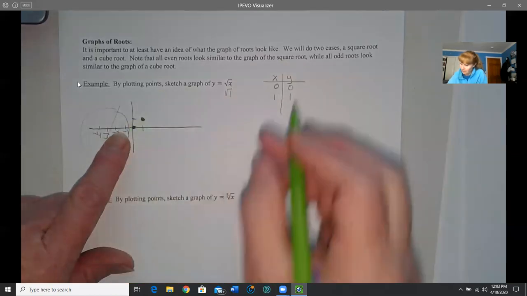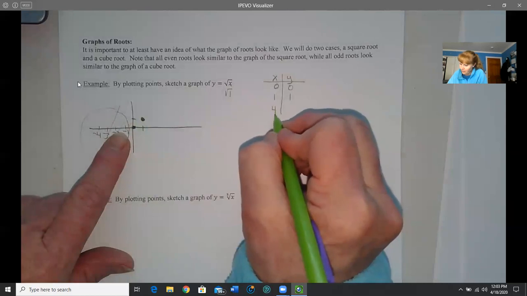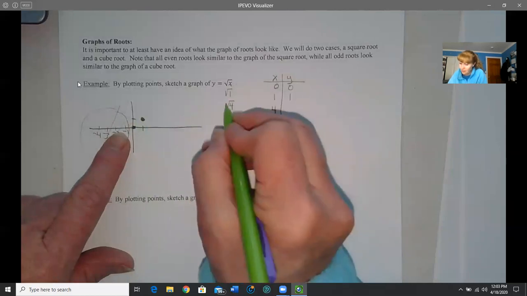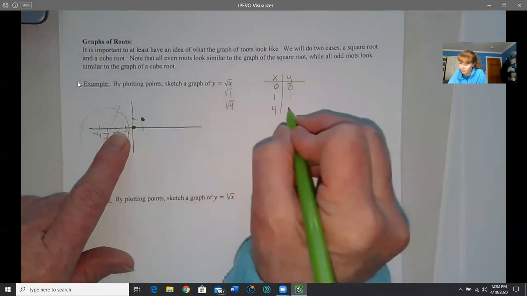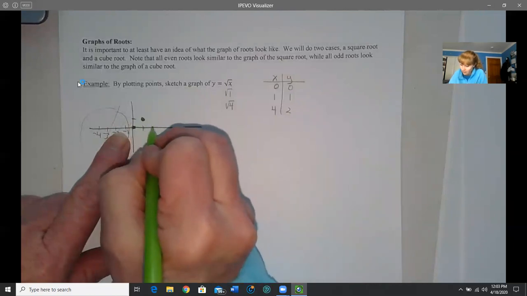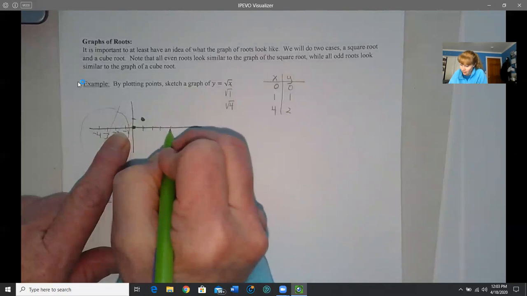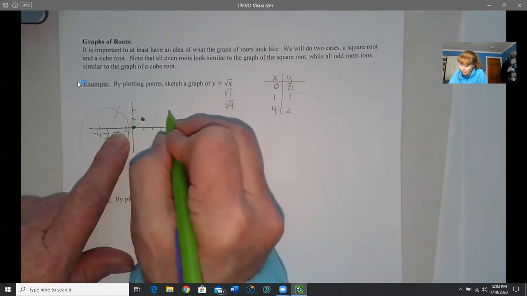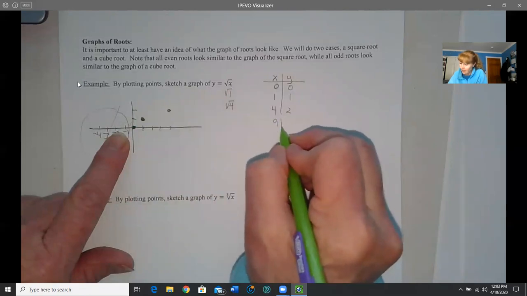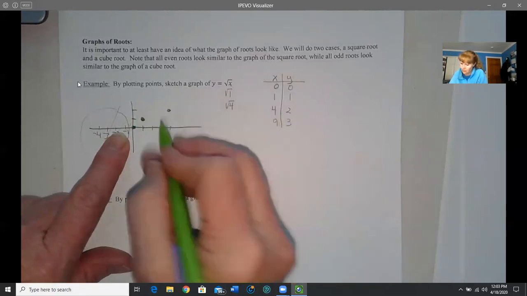I'm going to pick some numbers that are easy. 4. What's the square root of 4? Well, this is the principal square root. You've noticed that we're using this radical. That's the principal square root. 2, positive 2. So we go 4, 2. And we could do 9, 3. These are square roots that we know.